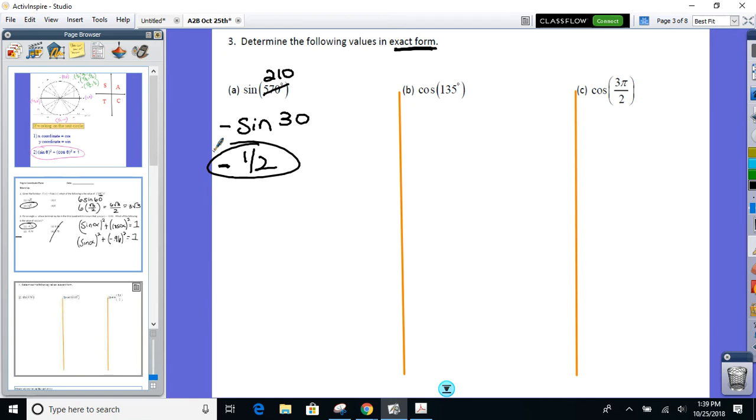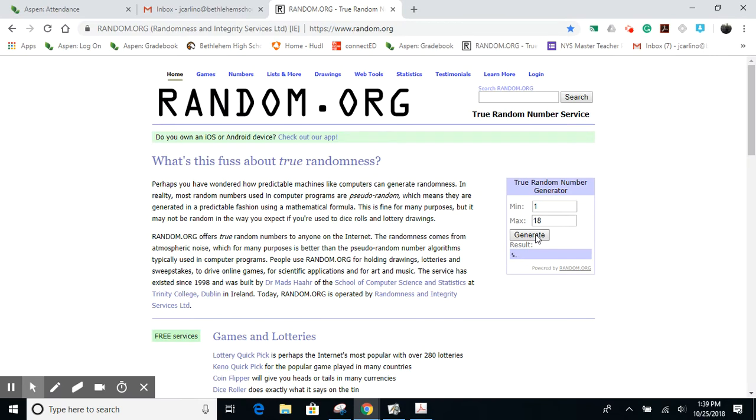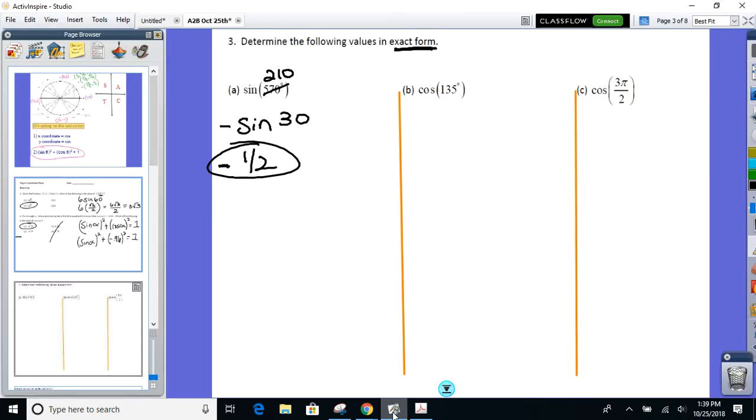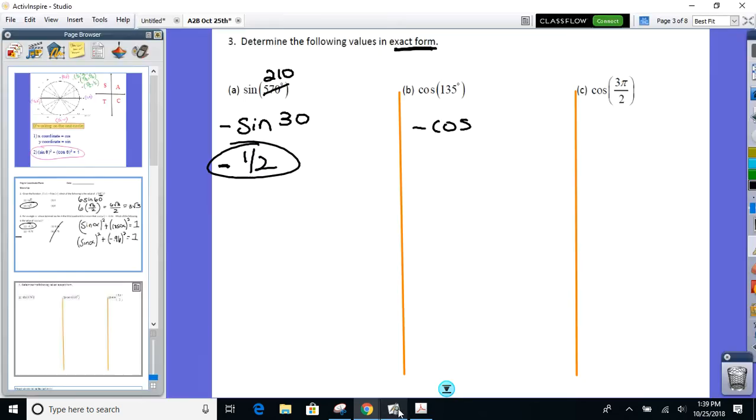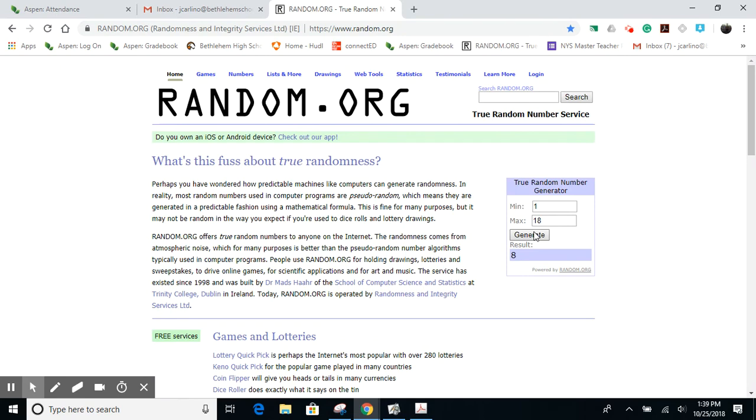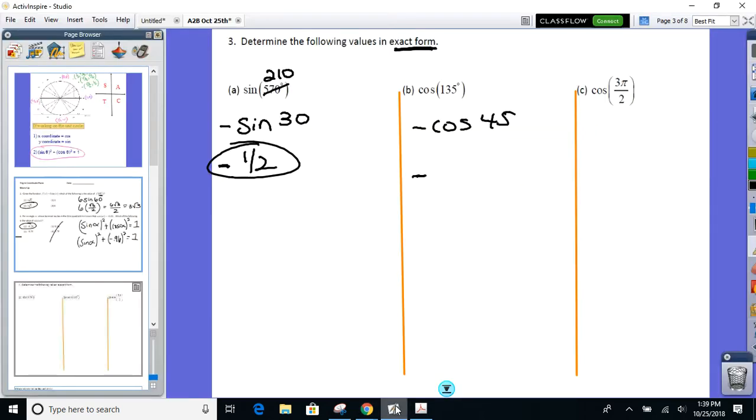135, where are we? Actually, don't answer that. 135, where are we? What do you know about cosine in the second? Good. Negative cosine. Make that angle smaller. 135, reference angle. 45. I love it when it's 45, right? Don't even have to think about what coordinate I need to pluck off. It's just going to be what? Got it. Just make sure it's negative.